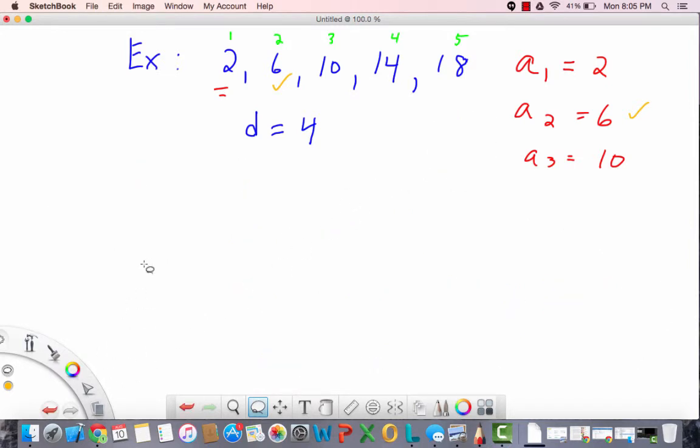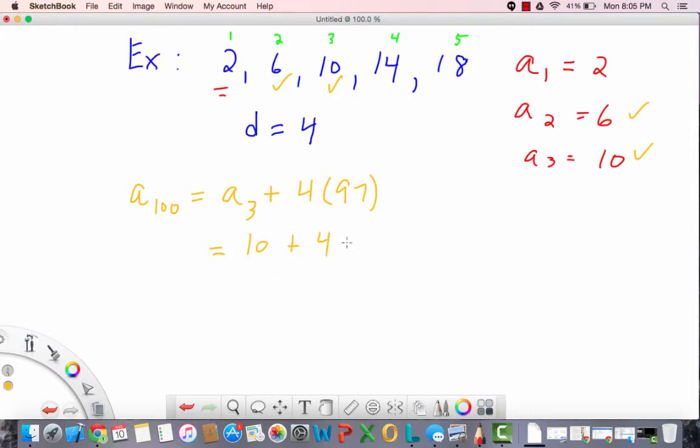Make some room, and let's say you have to find a sub 100. Well, that can be a sub, let's say a sub 3, just for some variety here, plus d times n minus m, that's 97. A sub 3 is 10. We can see that here and here.